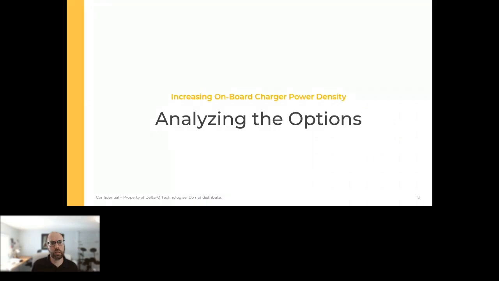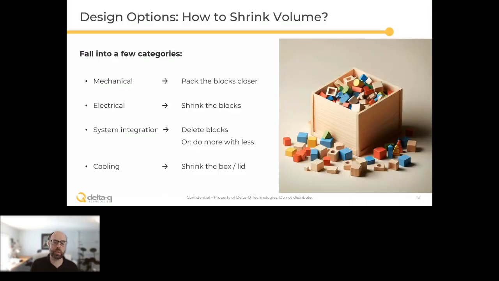On a technical level, what are the options to actually increase onboard charger power density? Which basically is, how do we shrink the volume? A simple way to view a power converter, particularly a sealed power converter, is to think of it like a box full of blocks. So there's different things you can do. On the mechanical side, you can try to pack the blocks closer. Maybe you pack them in a more space efficient way so that there's less airspace in between them.